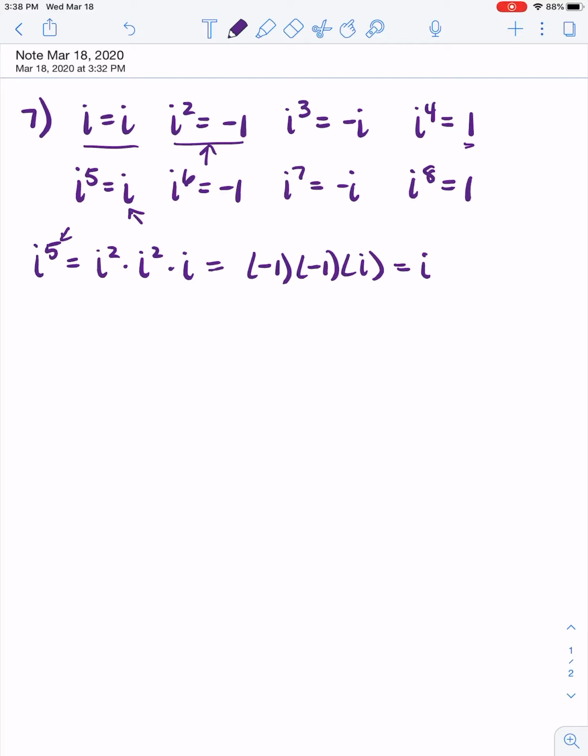But the point is there's a pattern. Every 4th exponent, it starts to repeat. So that means 4 is an important number.